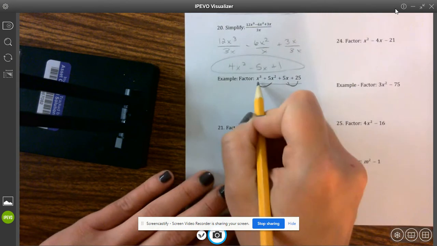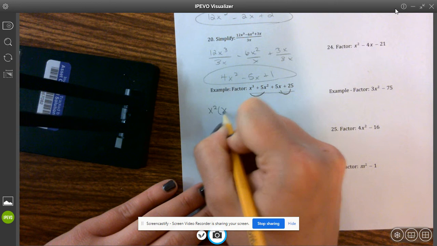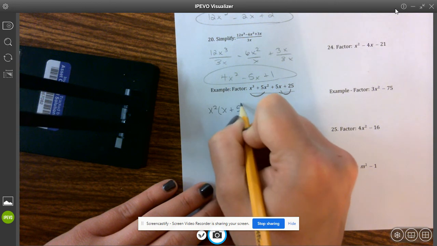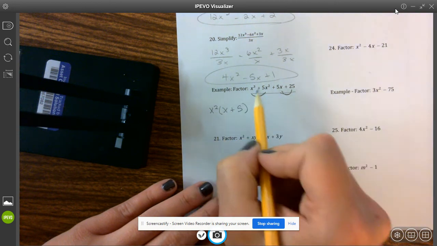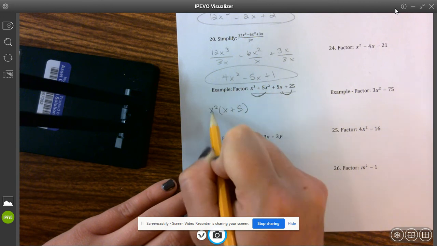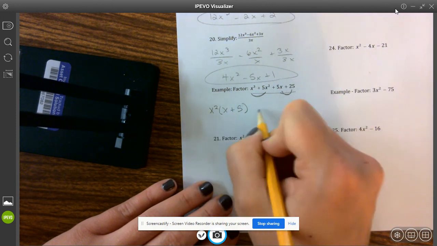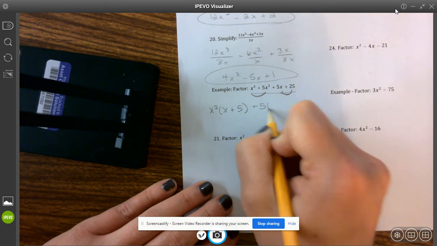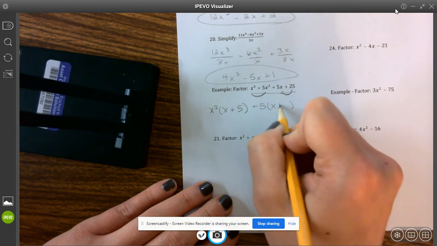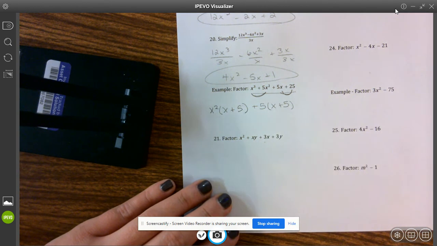Oh, 4 terms, grouping. These two share an x squared, so you're left with 1x, and you're left with a 5. Beauty of math is that you can check your work. So x squared times x is x cubed. X squared times 5 is, yep, that works. All right, between these two, they share a positive 5. When I remove a positive 5, I'm left with x plus 5. Distribute back to check. Yeah.